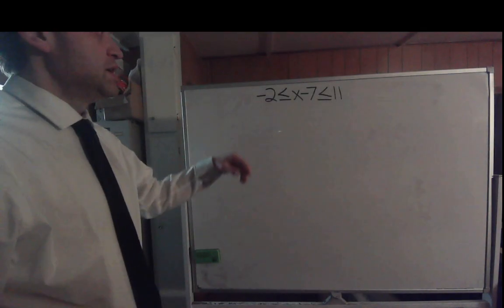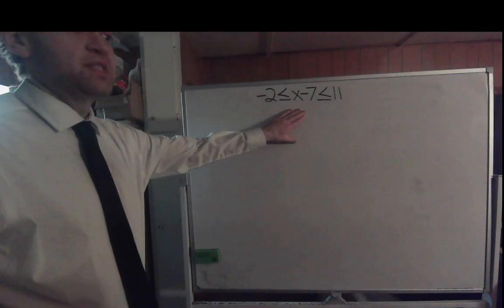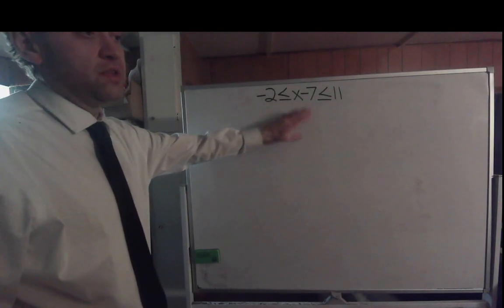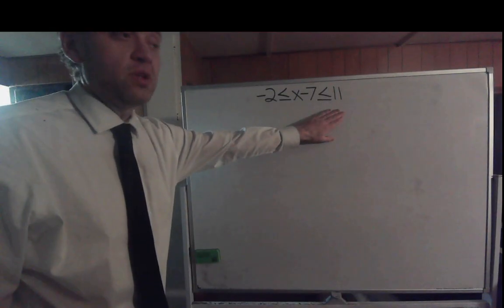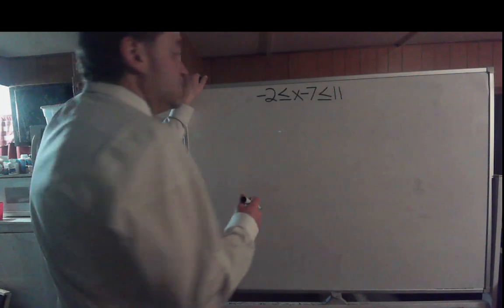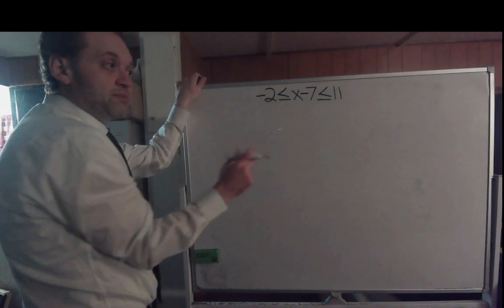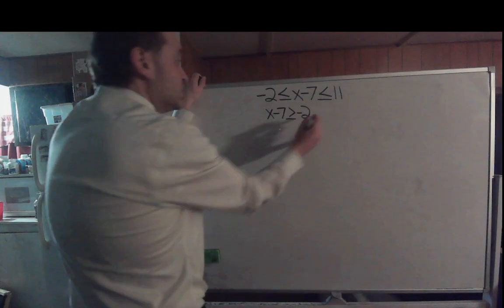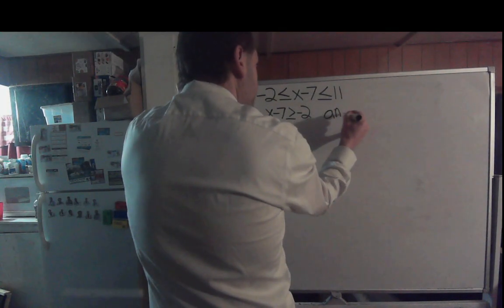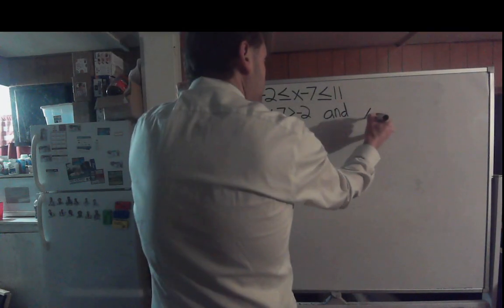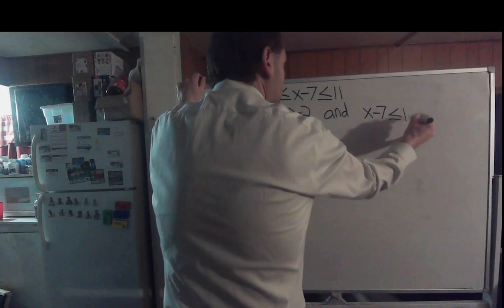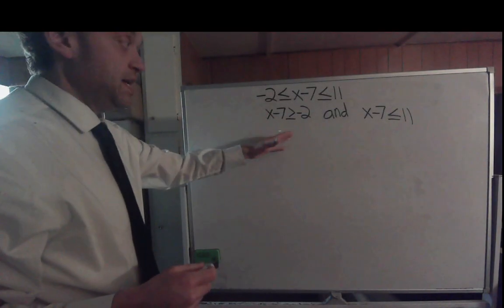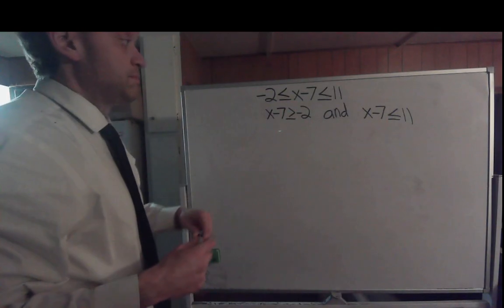Whenever you see two inequalities fused together like this, it's always using and. Whenever you have an inequality on the left, the variable expression in the middle, and then an inequality on the right, it uses and. So if -2 is less than or equal to x minus 7, that also means that x minus 7 is greater than or equal to -2, and x minus 7 is less than or equal to 11. That's really what that means. It uses the word and, just without saying it. You can fuse them into one.